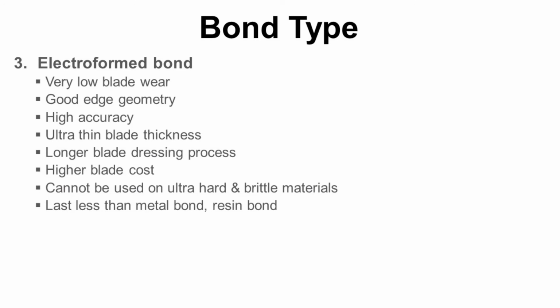Electroformed bond is also called electroplated bond. It uses electroplating for bond. It shows very low blade wear, good edge geometry, and high accuracy. It can make ultra-thin blade thickness, but it needs a longer blade dressing process and blade cost is higher than others, and it cannot be used for ultra-hard and brittle materials. Its blade life lasts less than metal bond and resin bond.